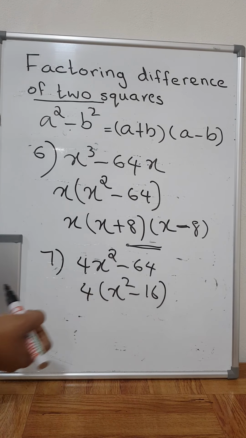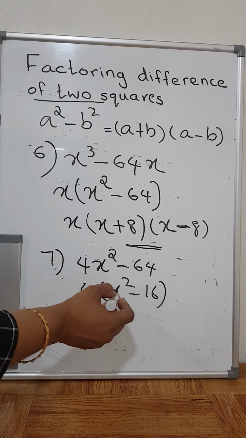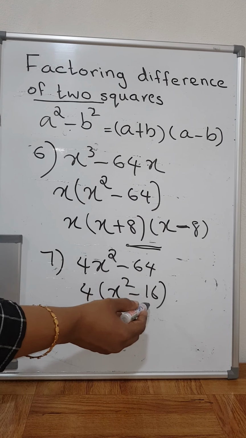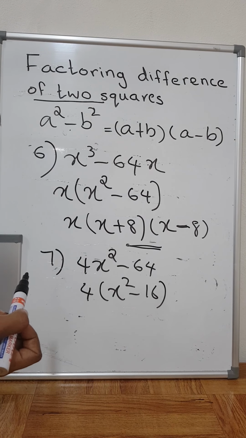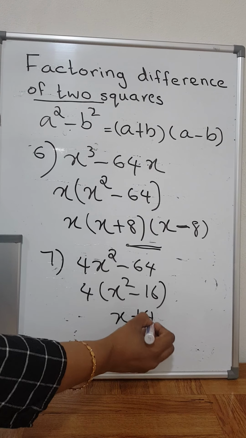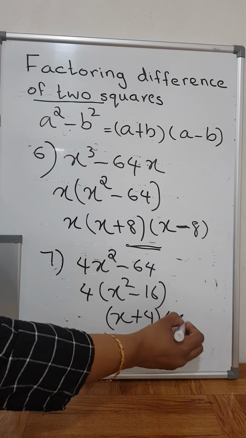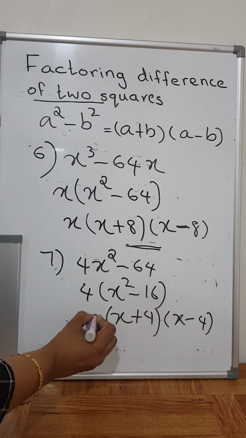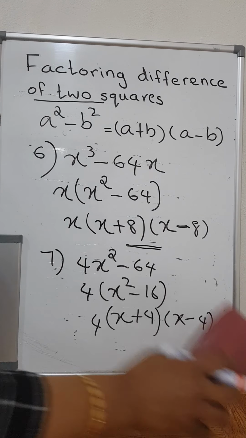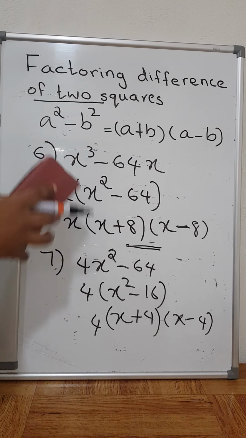See, x square minus 16, what is a here? a square is x square, so a is x. b square is 16, so b is the square root of 16, that is 4. So this we can write as (x plus 4) times (x minus 4), and keep this 4 here. So the factors of 4x square minus 64 are 4, x plus 4, x minus 4. Let's try another question.